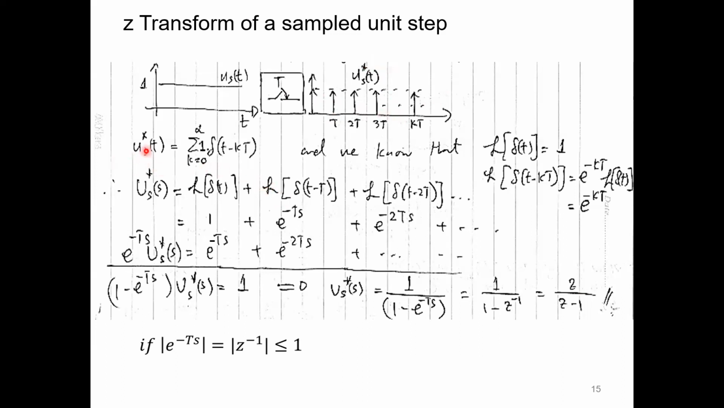So what is u star of t? This signal, mathematically, is the summation of all the delta samples. They're all delta, because the height is 1, the magnitude is 1, but they are positioned at different times: T, 2T, 3T, and so on. So the position information is given here, delta(t minus kT). k is the position, 1, 2, 3, 4, like that. The magnitude is just 1.